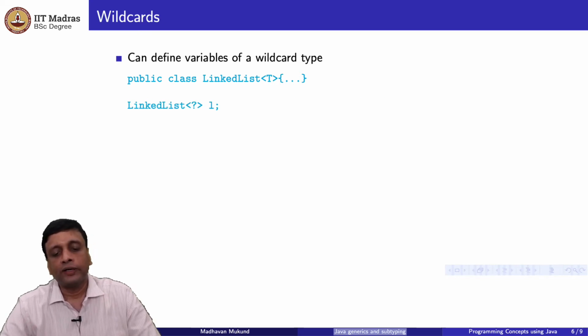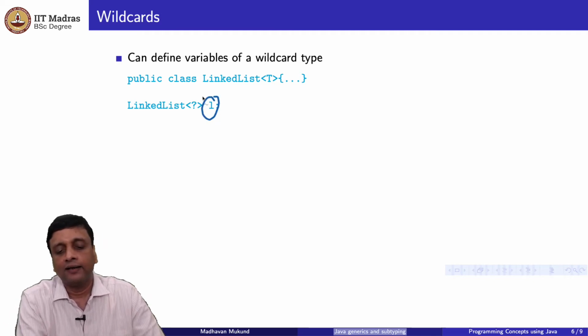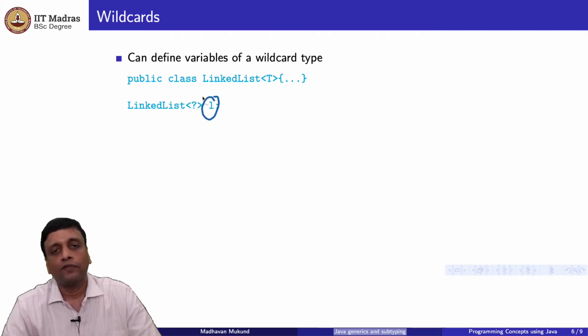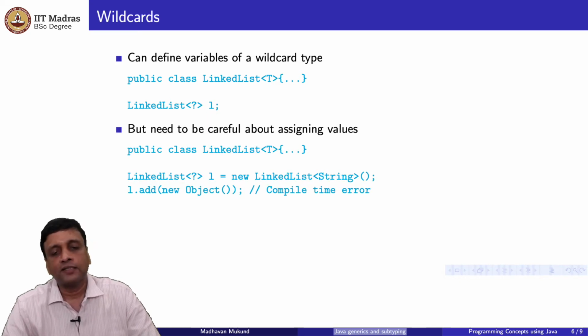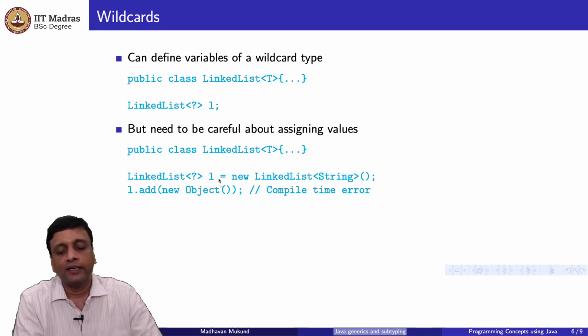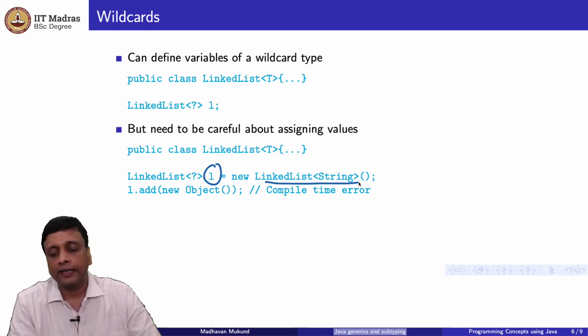So it turns out that you can actually define variables of this type. You can say that L is a linked list of some arbitrary but unknown type. But for obvious reasons, it's not really possible to add anything concrete to this. If I take a linked list of this type and say that at runtime it is a list of string, the problem is that we don't have any way of knowing what the type is.